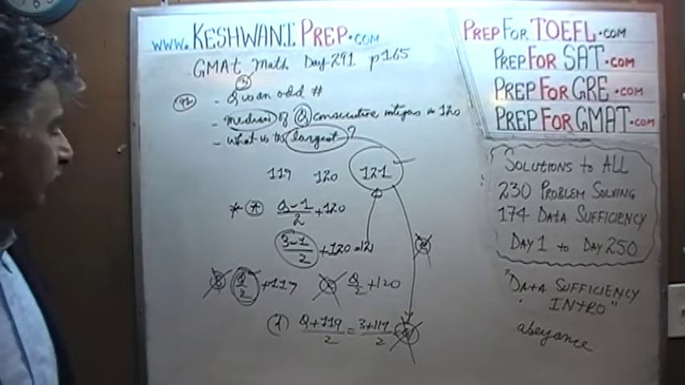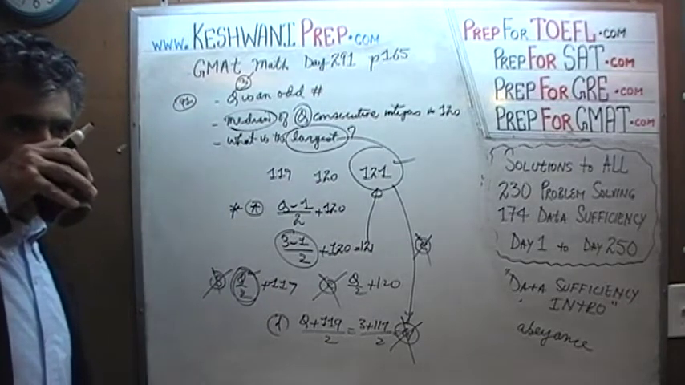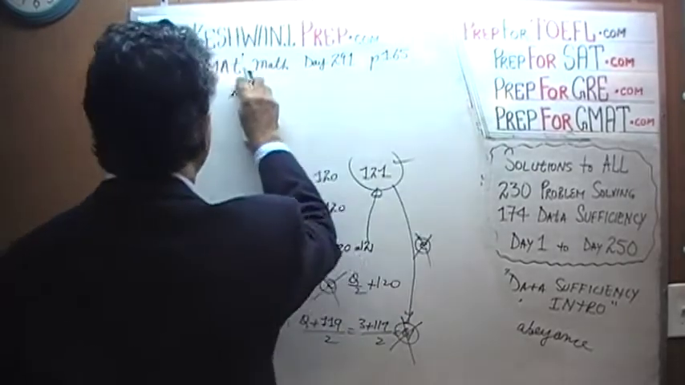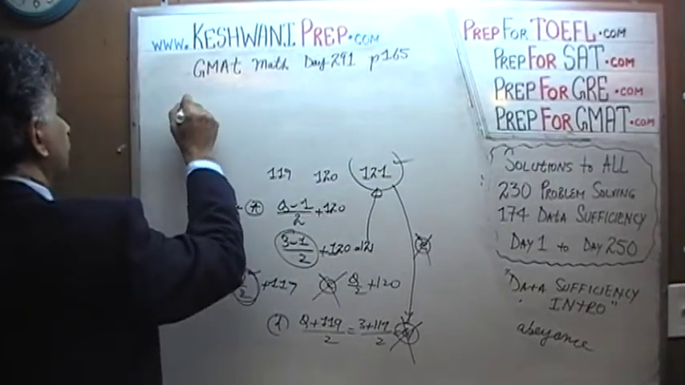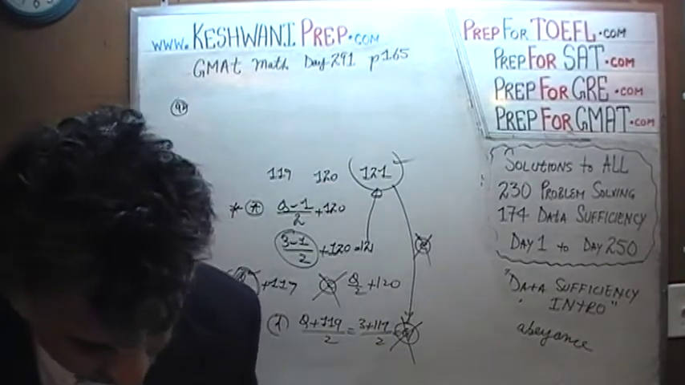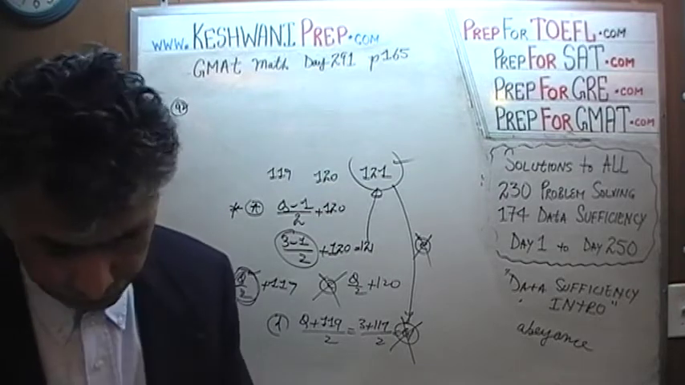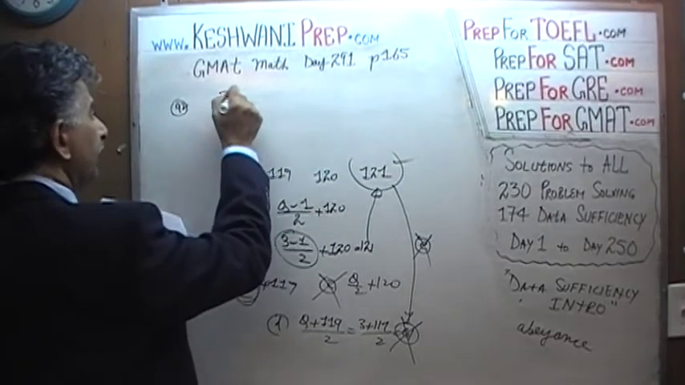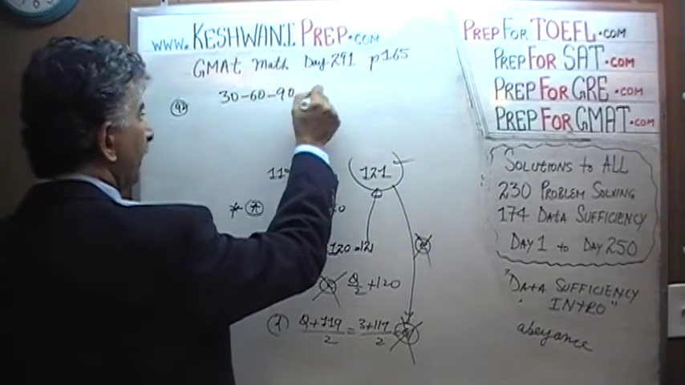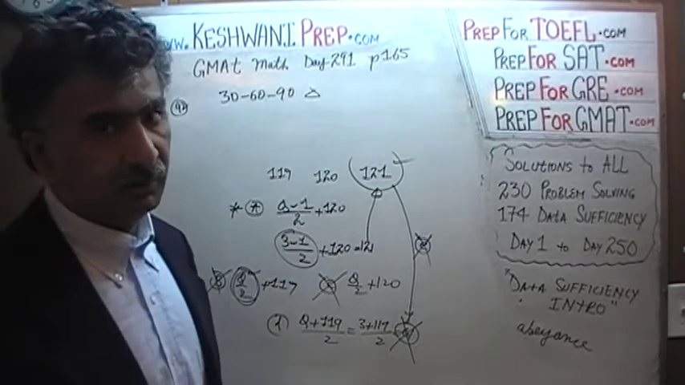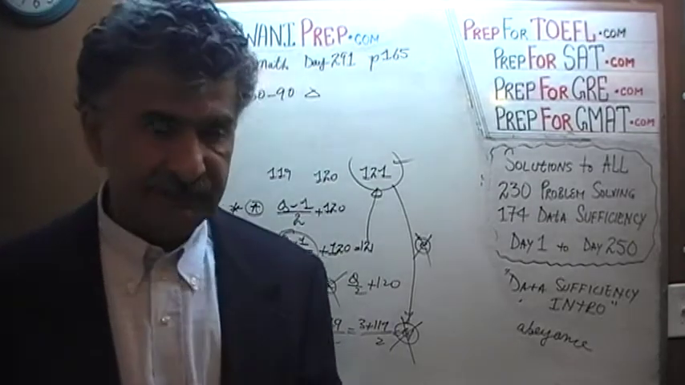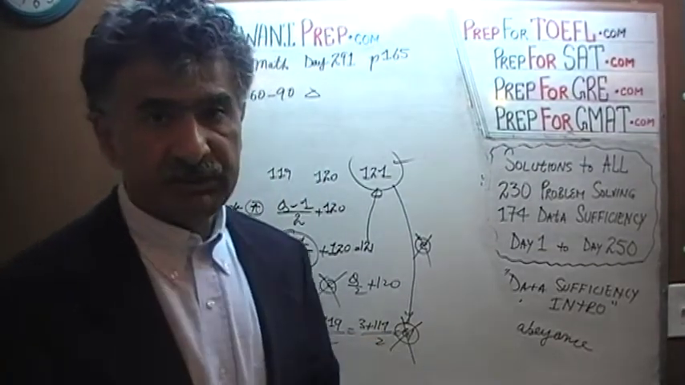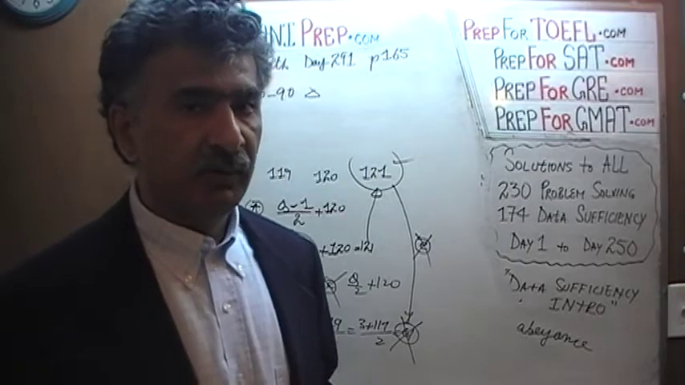Next problem, okay? Number 92. Number 92 deals with a 30, 60, 90 triangle. You must know your 30, 60, 90 triangle, otherwise you're screwed. You understand? There are some basic concepts in math that you have to know by heart. One of them is a 30, 60, 90 triangle. The other one is a 45, 45, 90 triangle.